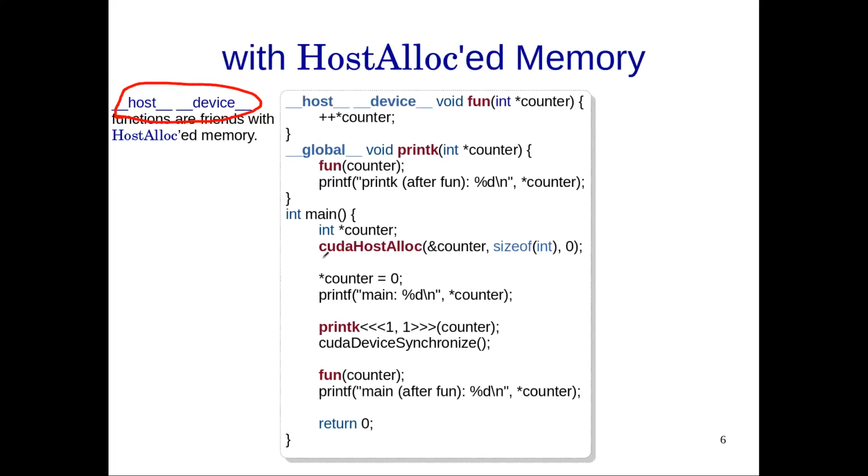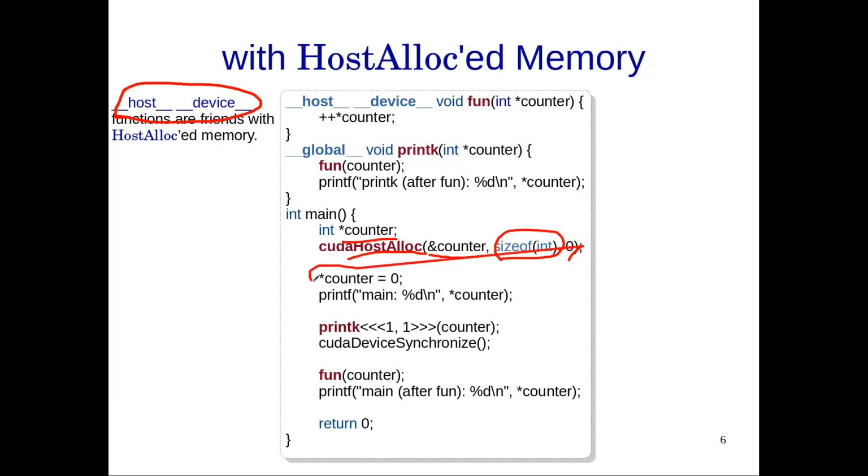Instead of using cudaMalloc, just use cudaHostAlloc. That's it. And you specify the syntax in a similar manner, the ampersand of counter, which is declared in this case as int star, and you create a memory of that much type. These are some flags which you can mark as 0. So I create that much memory. So now counter is a variable on the CPU which is pointing to a memory which is created in some sense between CPU and GPU, right? Or on both CPU and GPU.